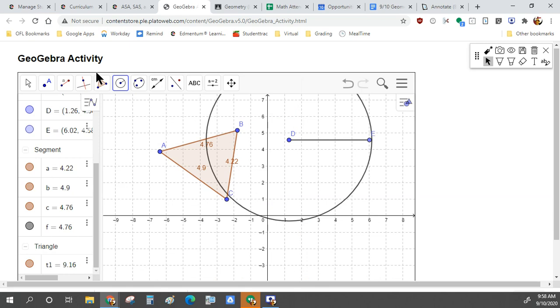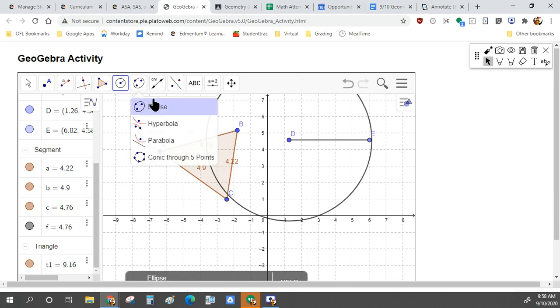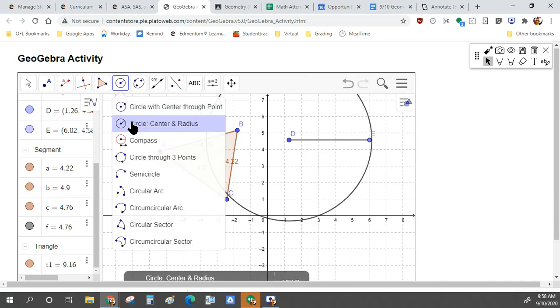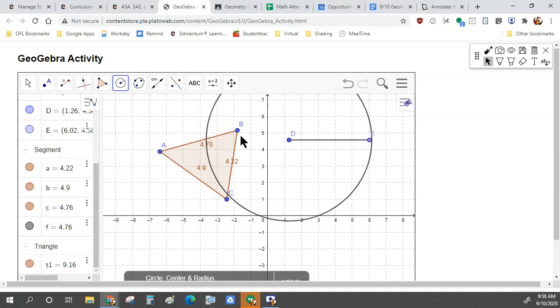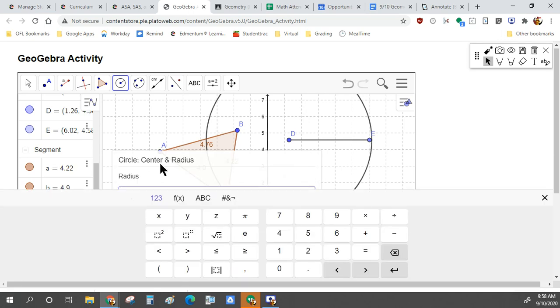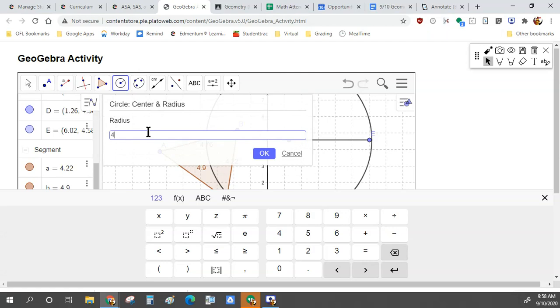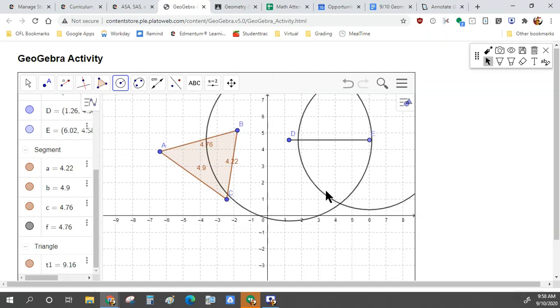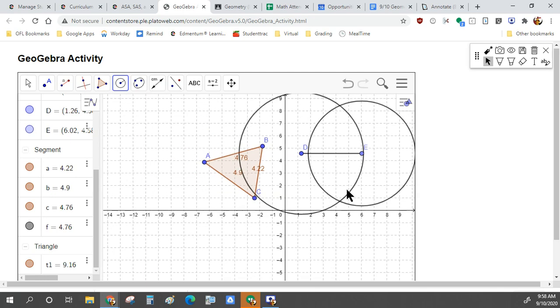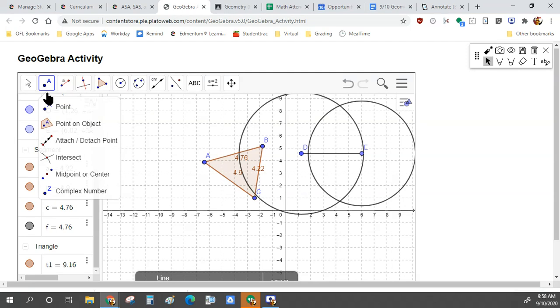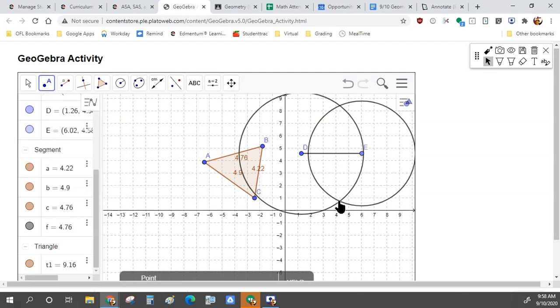And then from here, I'm going to do another one at point E, which is again the same as our point B, and it's 4.22 away from point C. So I'm going to say this is, how far away is it? 4.22. So now this creates two spots, one here and one here. We only need one, so I'm just going to mark one of them to make our triangle.